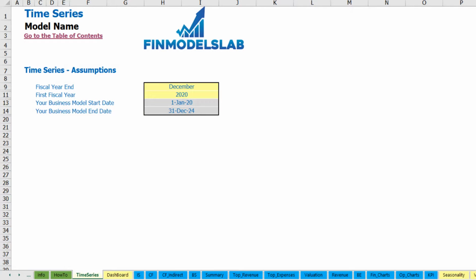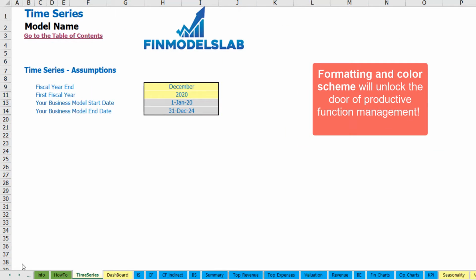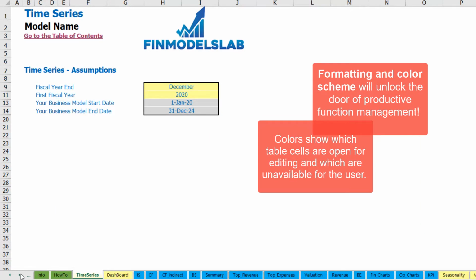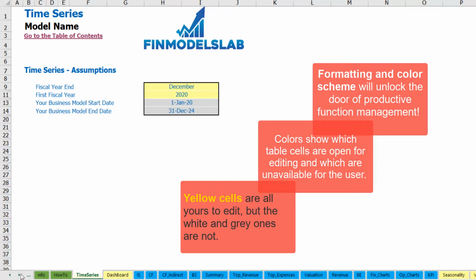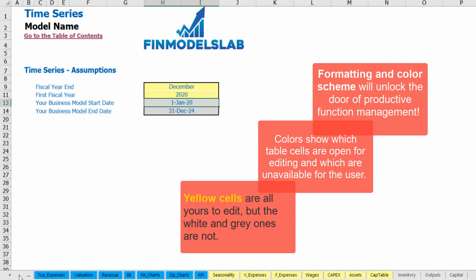The color coding in the model is very simple. You may change any yellow cell in any yellow sheet within the model. This means that this yellow cell has some input, assumption or driver which impacts the calculation within the model.